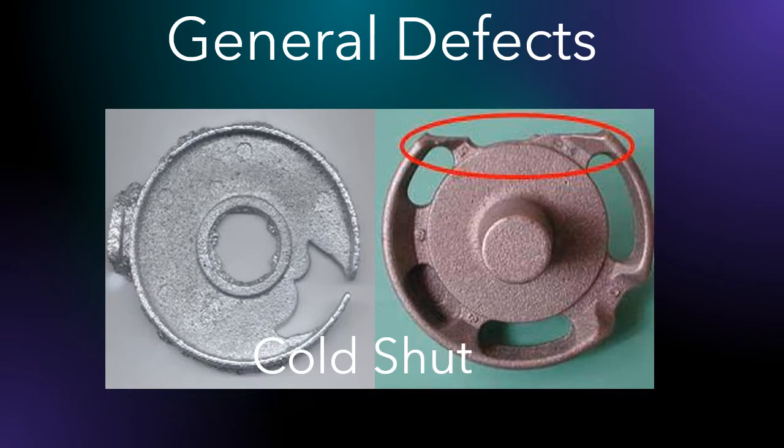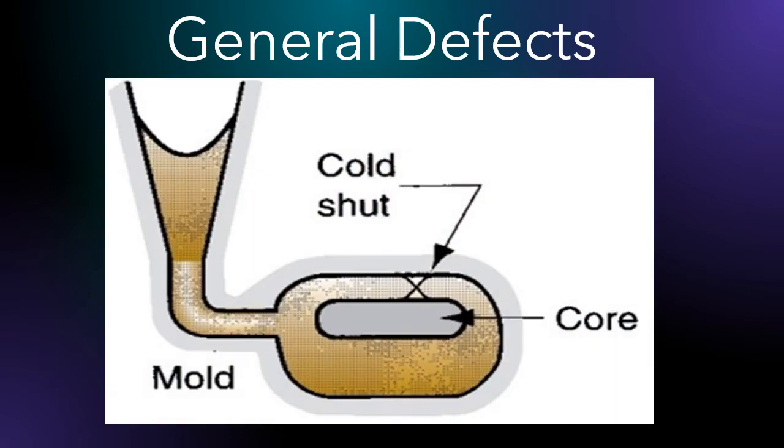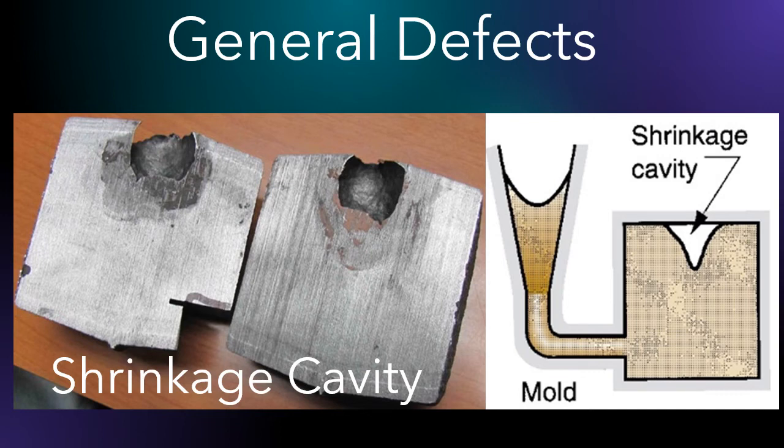The cold shut: two portions of the metal flow together, but there is a lack of diffusion due to the premature freezing. Again, this can be related to the poor design of the mold cavity and also to the temperature of the poured metal. The shrinkage cavity is a depression in the surface or an internal void caused by the solidification shrinkage that contains an amount of the molten metal available in the last region to freeze.